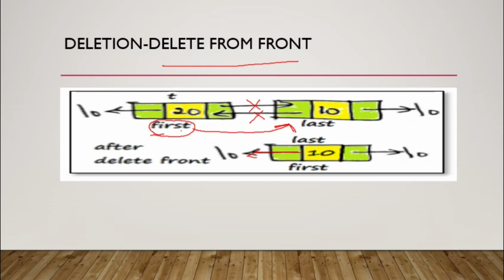But why do we take t here? We take t here because when we move the first pointer, t is the one which will keep track of the data in the deleted node, because we need to display that data, which is 20 here, later. That is why t will keep track of that. This is the basic concept of how we delete from front. Now let us see the code and understand it more clearly.